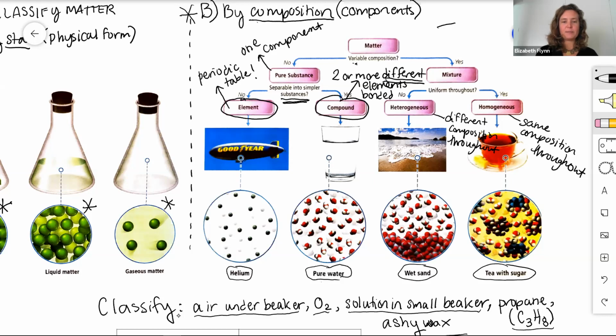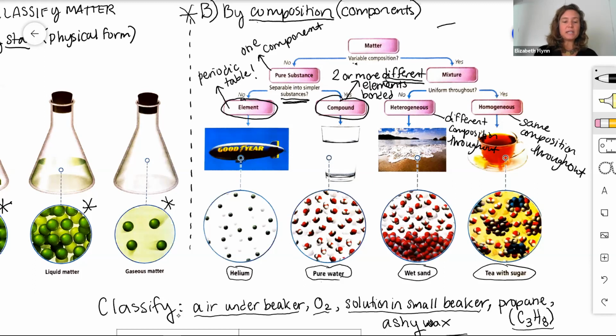This is in your book again too, so you can follow along in your book. Another good thing about having the book is following along, but a lot of you probably don't have it yet, so that's okay. I would write down this small flow chart, just what's in the pink boxes here: pure substances, mixture. If it's a pure substance, is it an element or a compound? And if it's a mixture, is it heterogeneous or homogeneous?